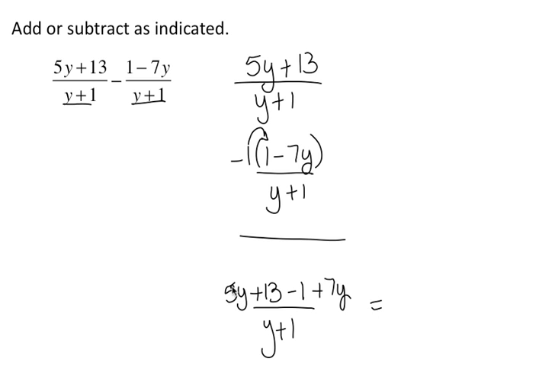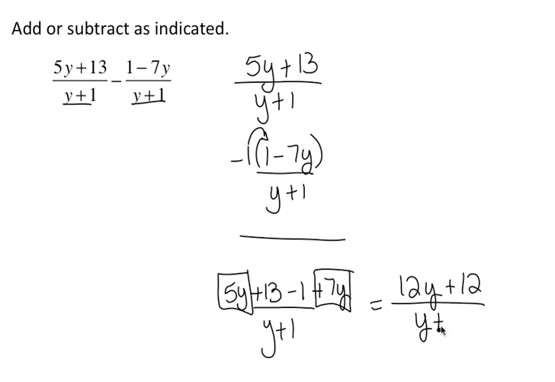Then what we need to do is combine any like terms. So we can combine this 5y and this 7y to get 12y. And 13 minus 1 gives us a plus 12. So we get (12y plus 12) over y plus 1. Now we're not done yet, because if I look at the binomial at the top, I can see that I can factor out a 12.